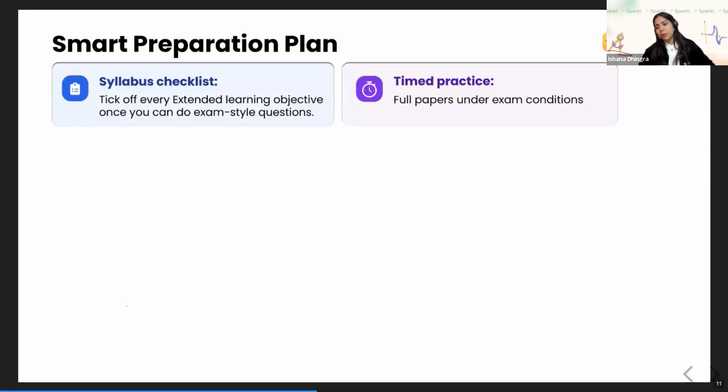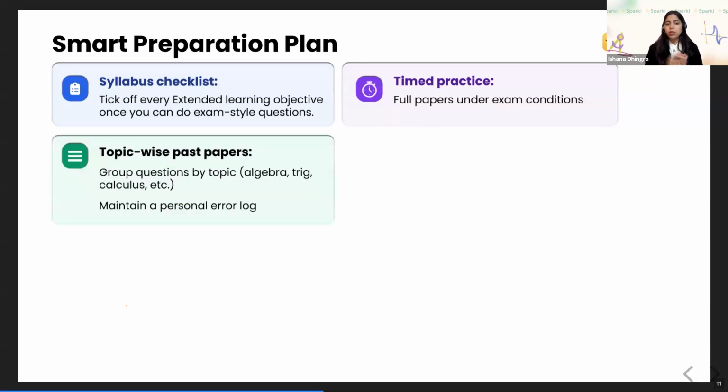Okay. Then timed practice, as Shrikant mentioned, we have to do full papers under exam conditions. There is no point of doing half paper today, half paper tomorrow. Sit for 2 hours, try to do the paper, and then see how much you are able to do, how much you are able to score. You can also group the questions by topic. Okay, today I'll do algebra questions. If you feel trigonometry is where you need more practice, group trigonometric questions and solve them from the past papers.